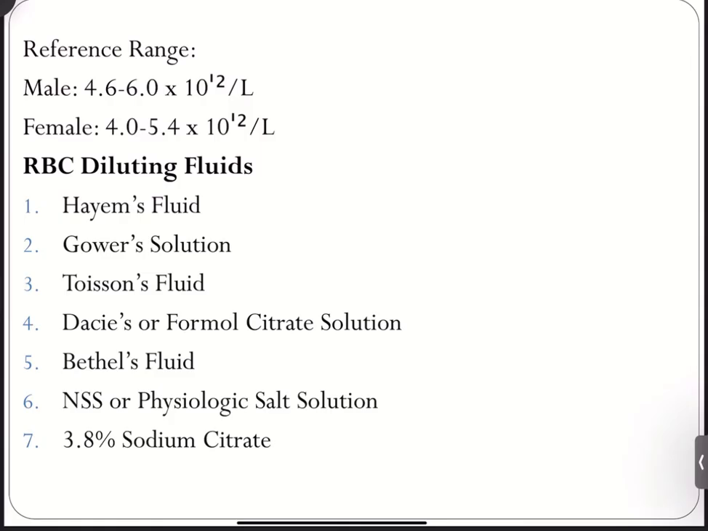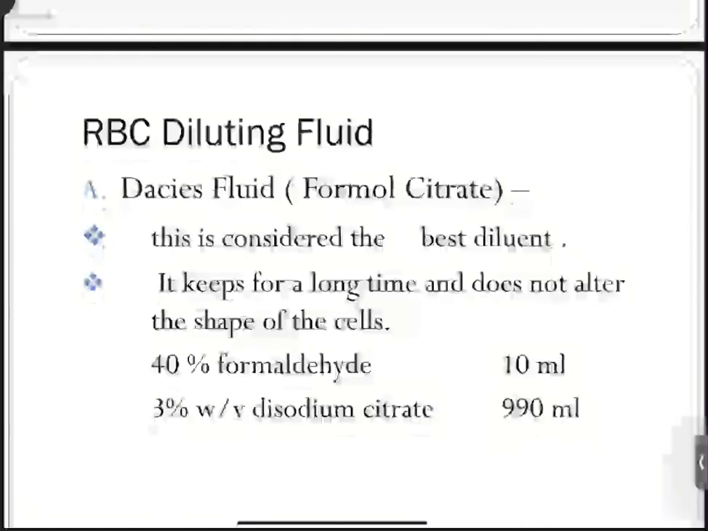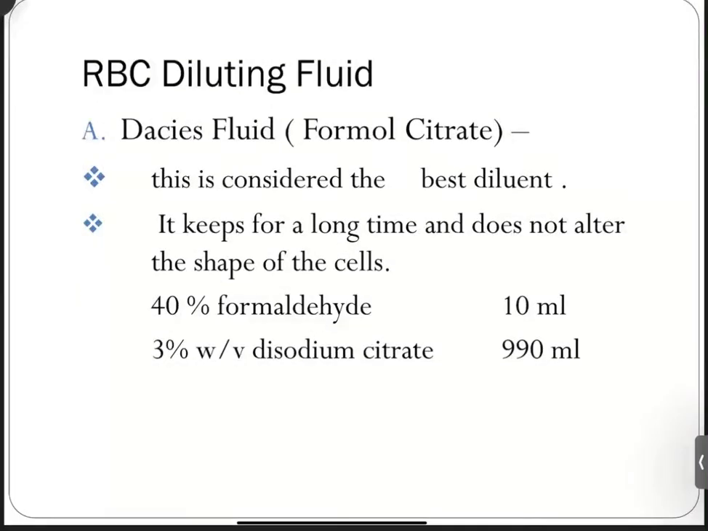Okay, different diluting fluids are also available for RBC counting, like Hayem's, Gower's, Toisson's, Dacie's, Bethell's, NSS or salt solution, and sodium citrate 3.8%. Dacie's fluid, or formol citrate, is considered the best diluent for RBC counting. It keeps for a longer time and does not alter the shape of the cell. It is composed of 40% formaldehyde and 3% weight per volume disodium citrate.